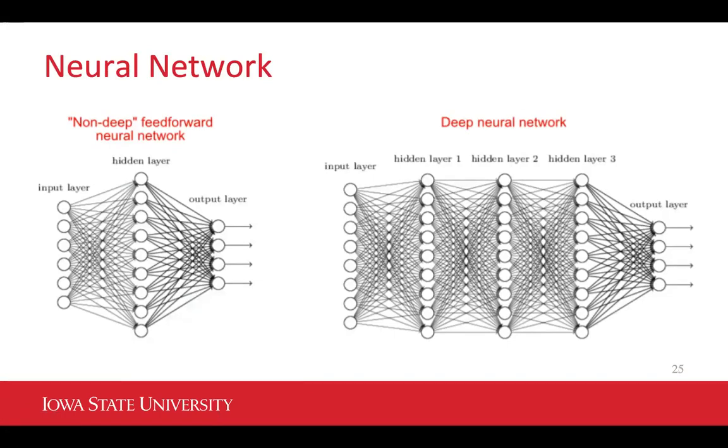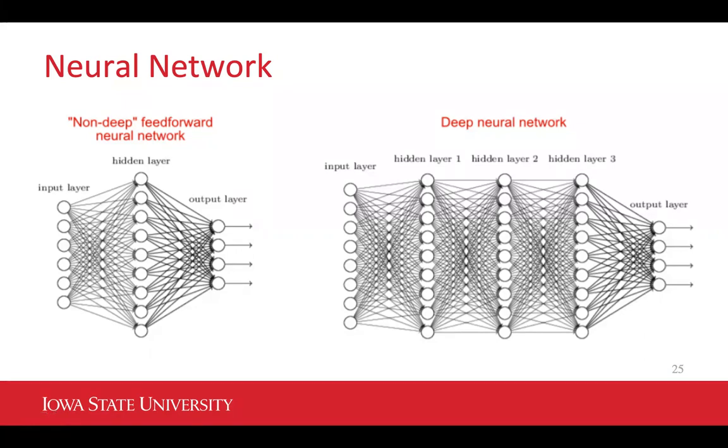Okay, lastly, neural network. The idea of a neural network is that we have input variables, input features, and then we apply a linear transformation and activation function to get these hidden layers, and then use these hidden layers to predict the output. On the left side, we have one hidden layer, and on the right side, we have multiple hidden layers. So a deep neural network means that we have many, many hidden layers.